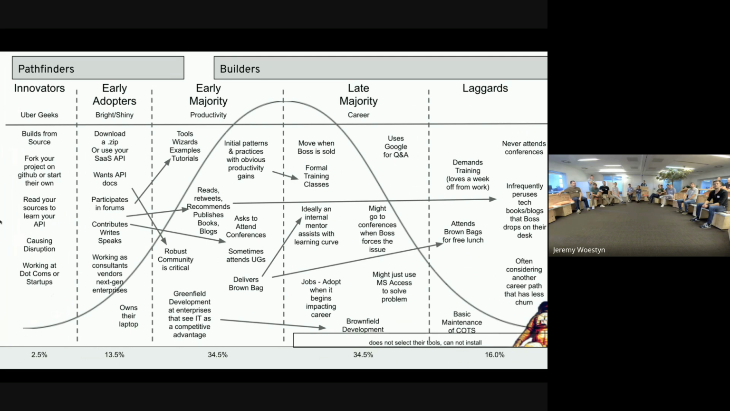So, there's that. You can see that they might work with dot-coms or startups. This person here kind of wants a zip file or jar file to exist, or a library of some sort. They might contribute and speak at different conferences.